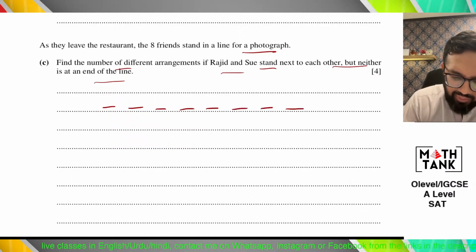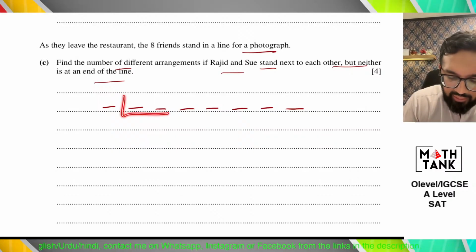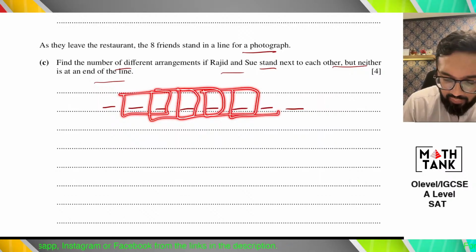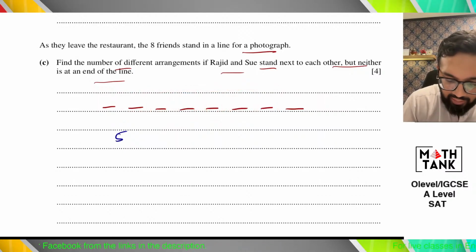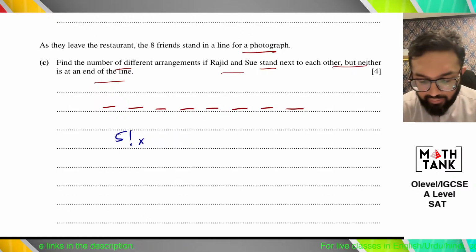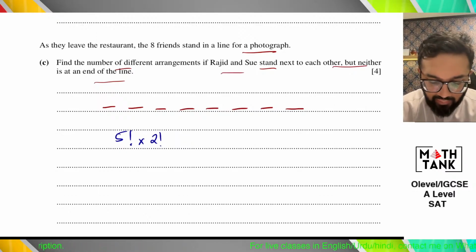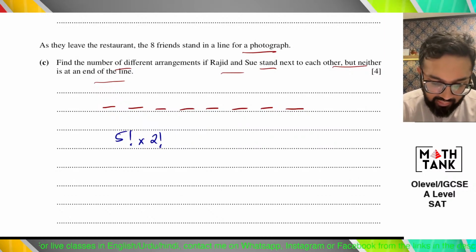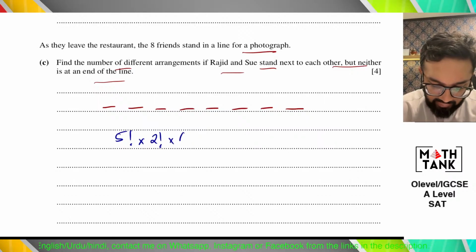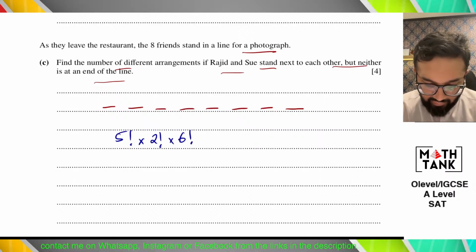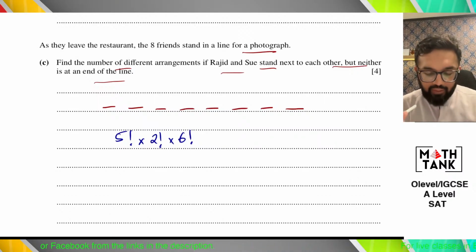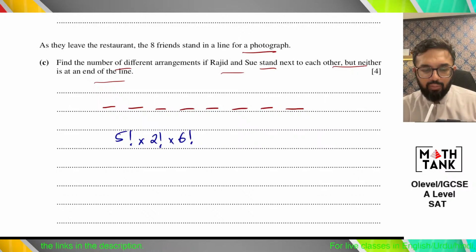So what I can simply do is imagine a box that's going to go around Rajat and Sue. They can be here, 2, 3, 4, 5. There are 5 positions where Rajat and Sue could be. So 5 factorial, they could switch between themselves. So 2 factorial. How many other people are there? There are 6 other people. So that could be 6 factorial. Okay, let me check if that is the correct way of thinking about this.